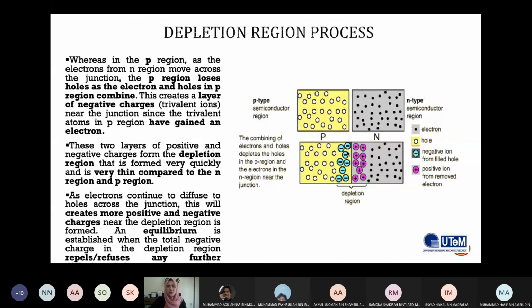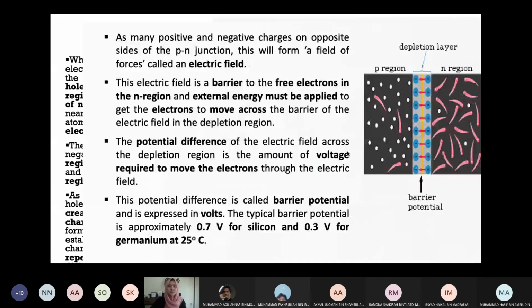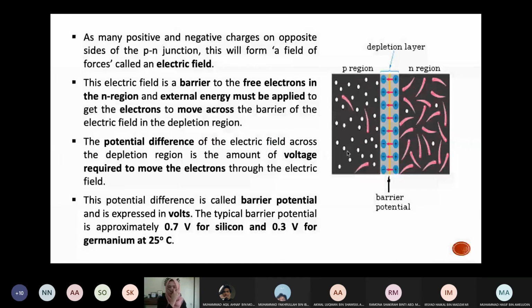Okay, so I think you can read this by yourself. The depletion region process in detail. The ones in the previous slide already explained it in general, but this one is in more detail. So I hope that you can read this by yourself. This one is also the same. It's just to show you the barrier potential.